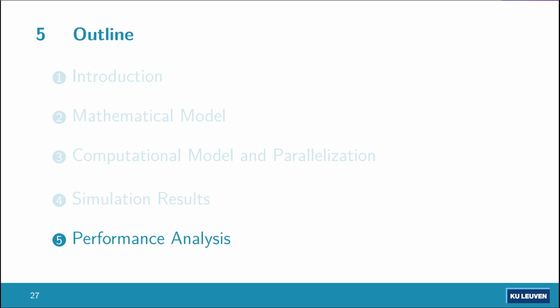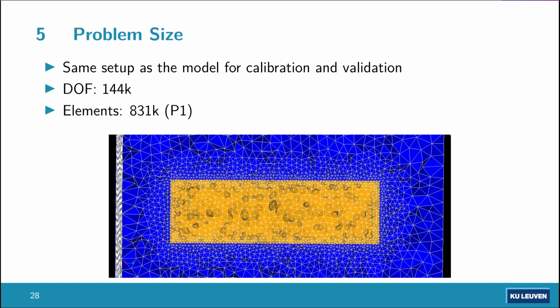And we've also performed some performance analysis tests on the data. The problem size, the setup is the same as I showed you for the numerical setup validation. The degrees of freedom is around 150,000, and the elements 800,000 with the precision of first order. And the mesh is adaptively refined at the interface.